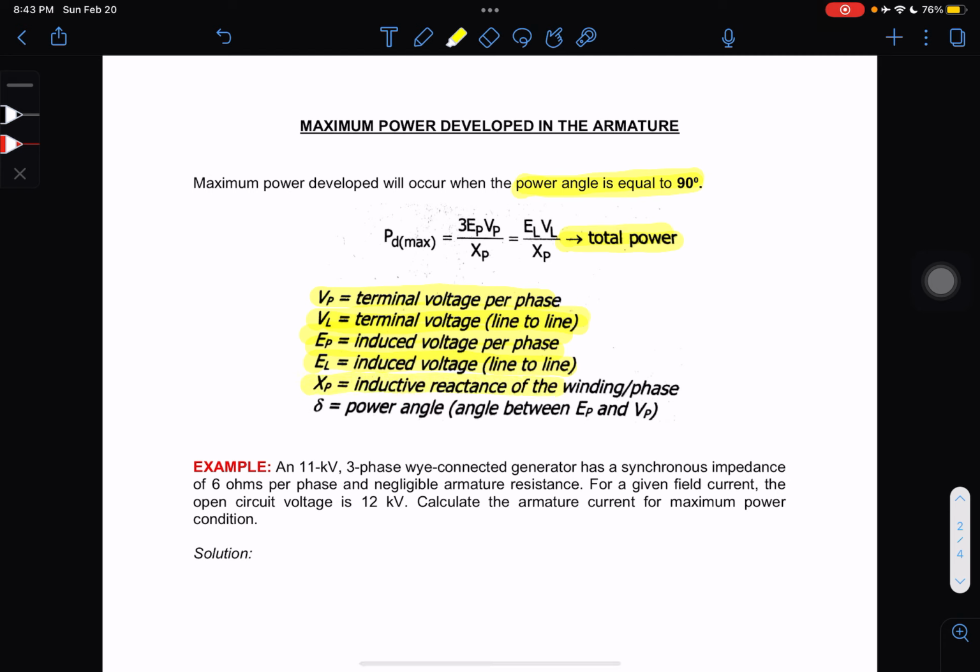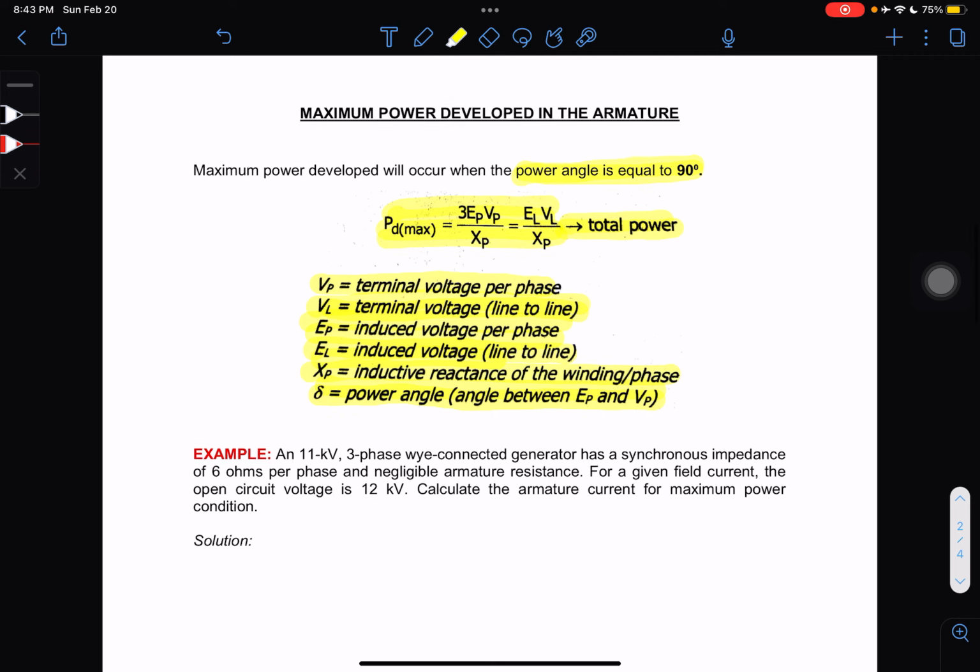XP is the inductive reactance of the winding per phase. And we have here our power angle, the angle between the induced voltage and the terminal voltage. So let's have an example for this maximum power developed.